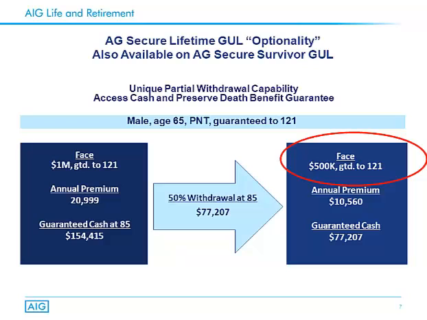So there's $77,000 left in the policy. Annual premium going forward is down to $10,000. Hopefully that meets their budget need going forward. And, you know, the $500,000 is still guaranteed out to 121. And chances are in retirement they may have less need for the death benefit, so they might be okay with having $500,000 now rather than the $1 million.